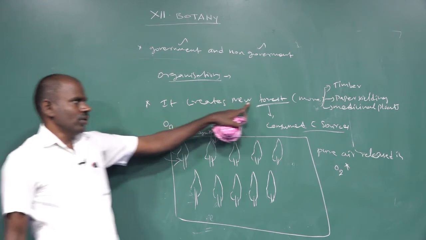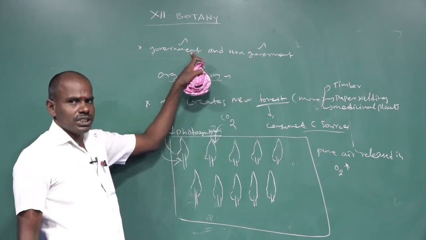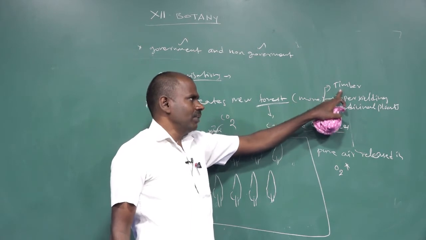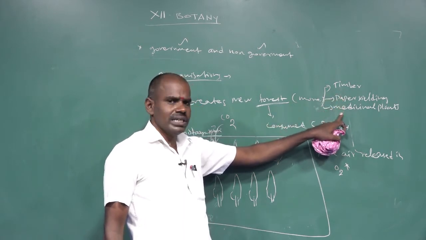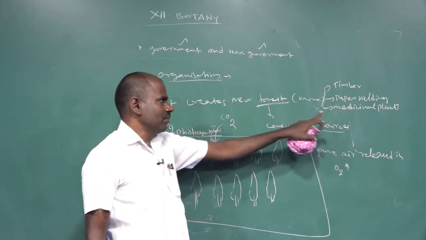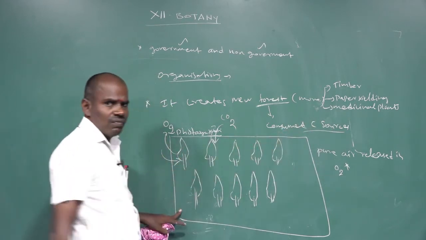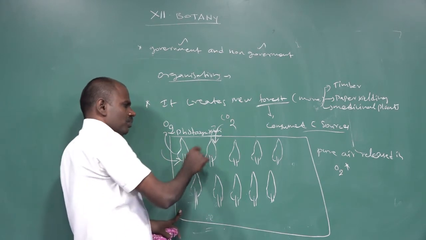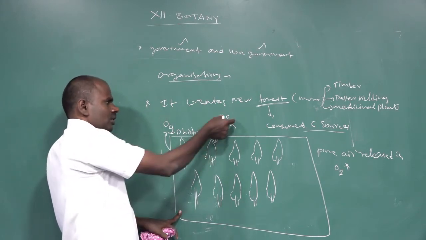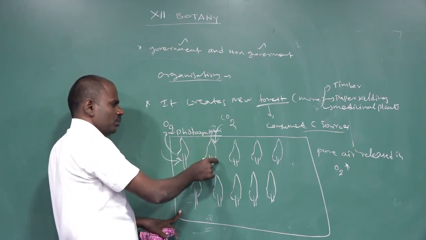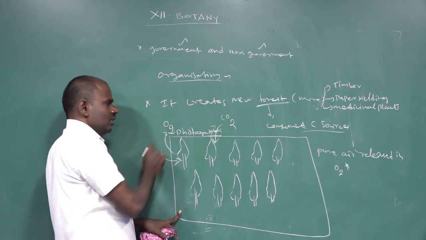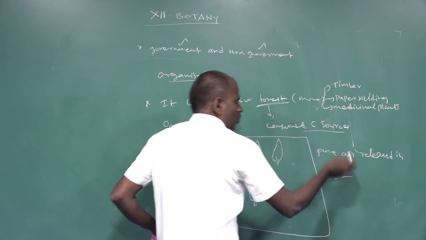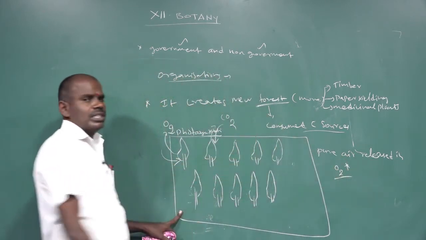It creates a new forest in the afforestation program. More trees are cultivated: timber plants, paper yielding plants, and medicinal plants. Several types of plants are cultivated in non-forested land. That is called the afforestation program. During photosynthesis, CO2, carbon dioxide, is consumed and pure oxygen is released to purify the atmospheric air.